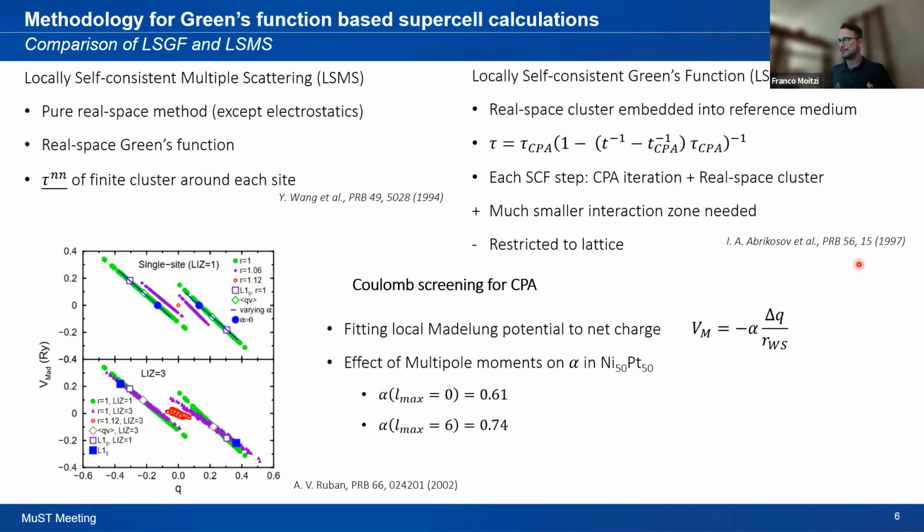I just wanted to point out one thing here. There is also one difference. We not only include the monopole interaction when we calculate the Madelung potential, but we also include the monopole-multipole interactions. And for example, in this nickel platinum alloy, there are some charge transfers already. It really makes a difference for the screening parameters when we fit the local Madelung potential to our monopole charge transfers, whether we just take into account the monopoles, or also take into account the multipoles.